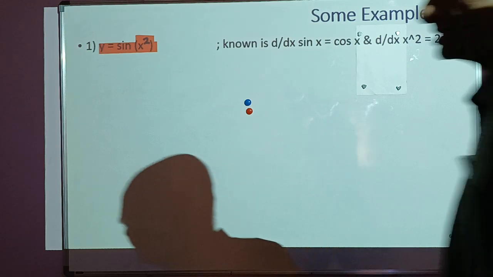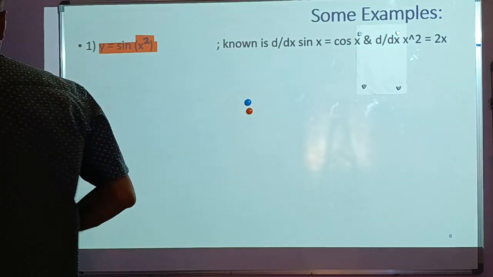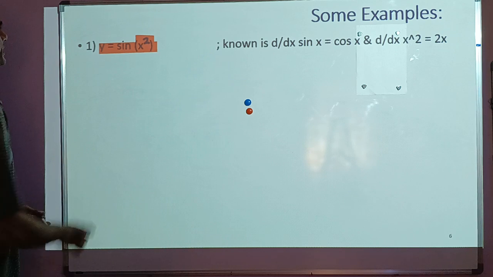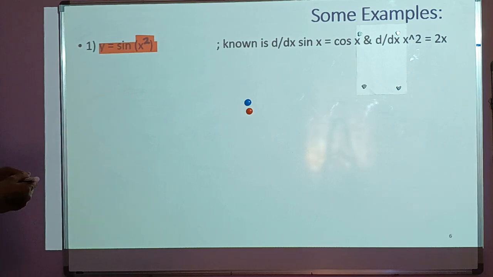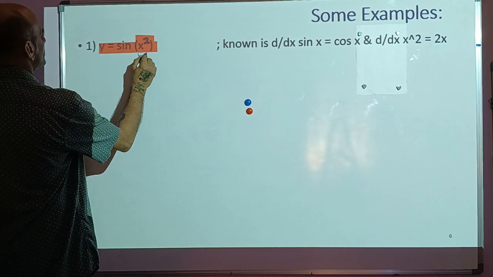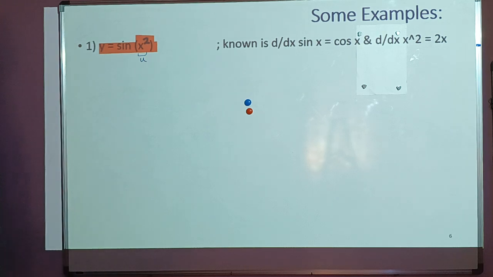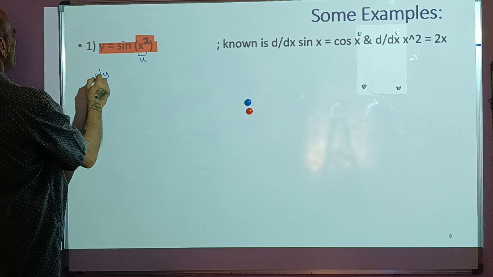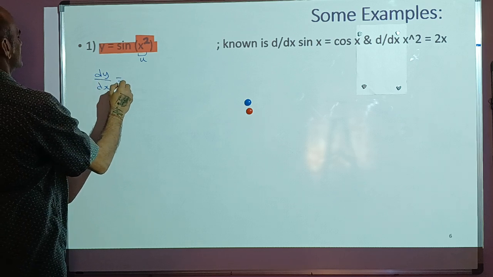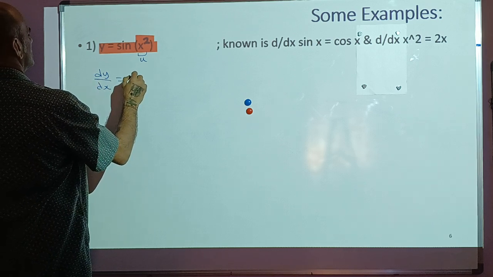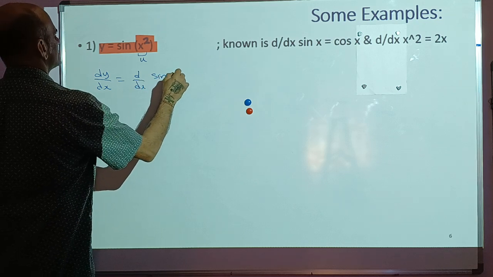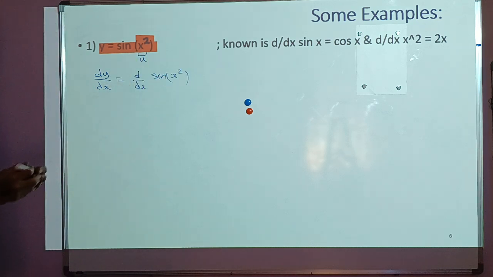So we may solve some examples. We know the derivative of sine x, but here what is given is sine x square. So if you make the substitution x square equal to u, I know d by du of sine u. But what I have to find is dy by dx, and there is d by dx of sine x square.